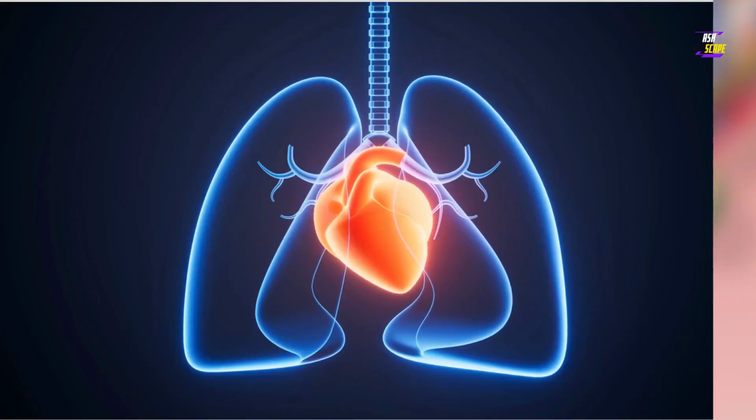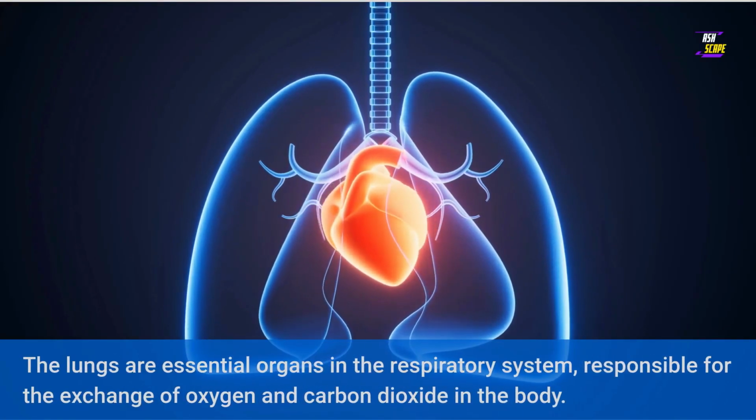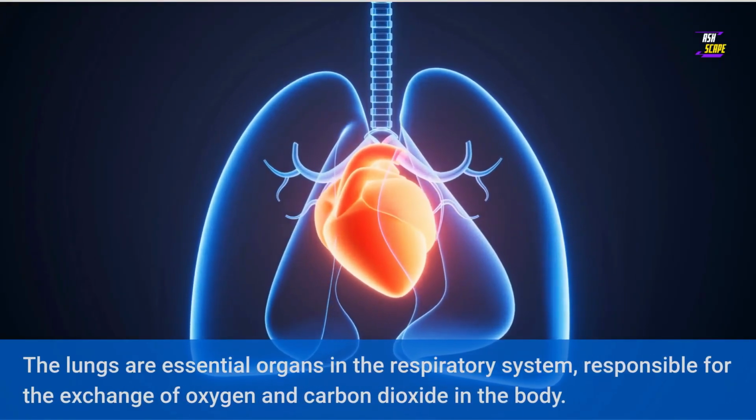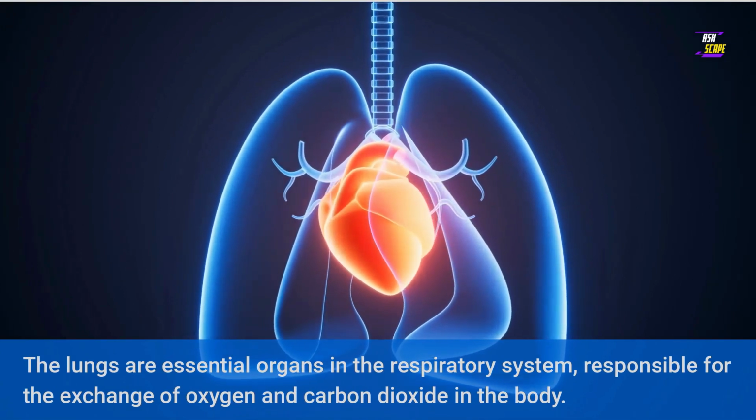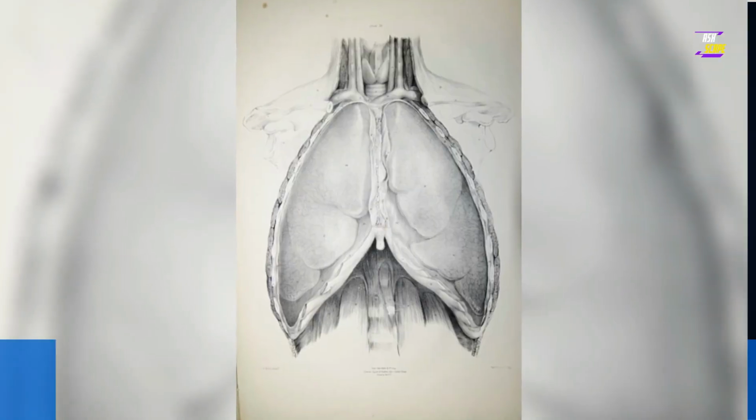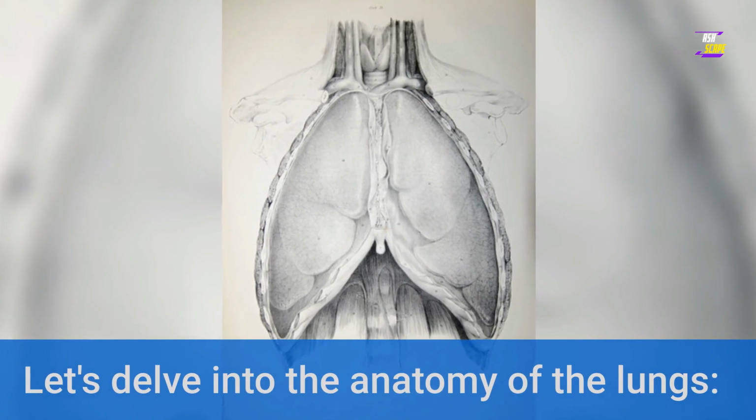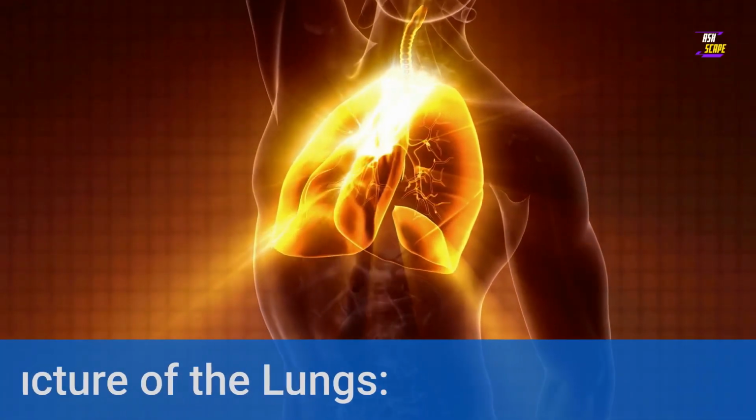Respiratory system. The lungs are essential organs in the respiratory system, responsible for the exchange of oxygen and carbon dioxide in the body. Let's delve into the anatomy of the lungs. Structure of the lungs.